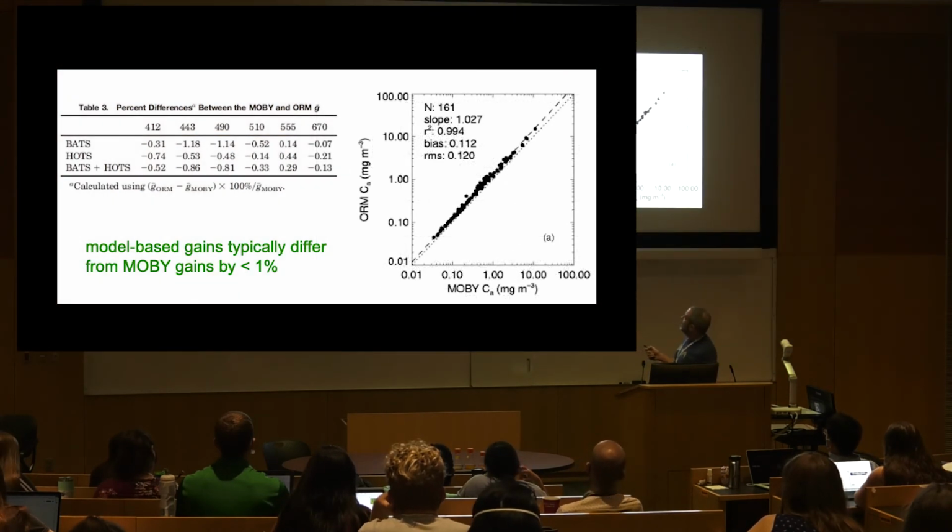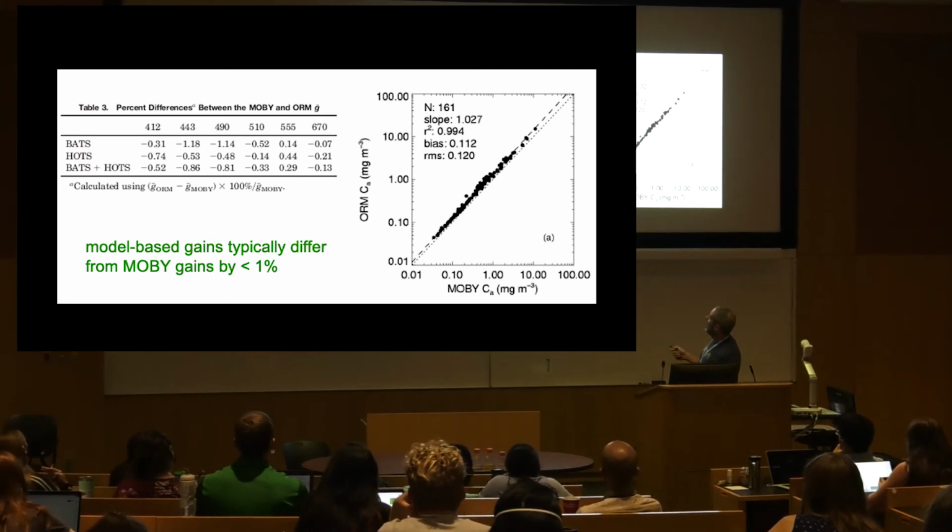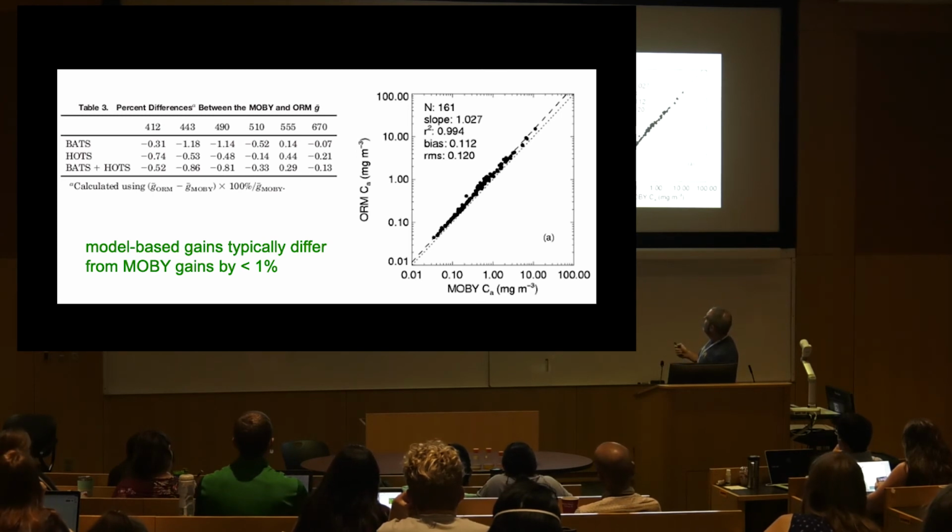Okay, and so in this case, this is the percent difference between the gain you'd calculate at MOBI at the time and the gain that you would calculate using the biooptical model. And as you can see, in all instances except for a few, it's less than 1%.